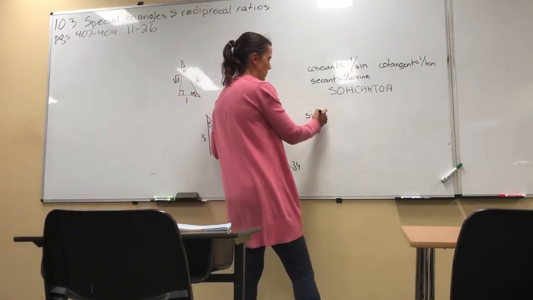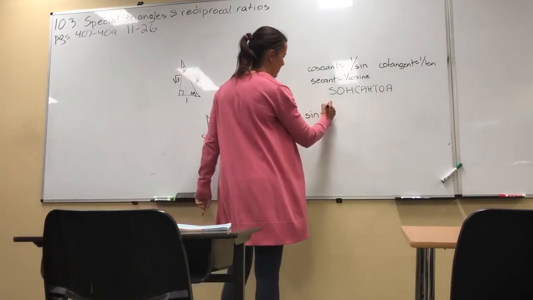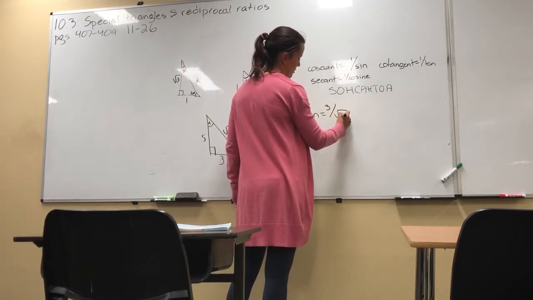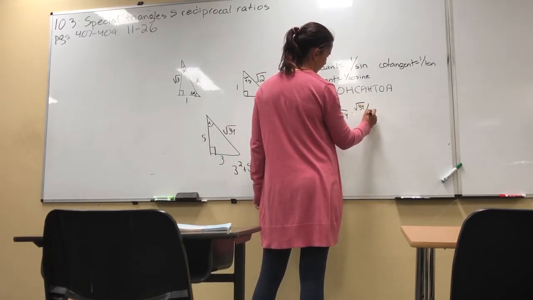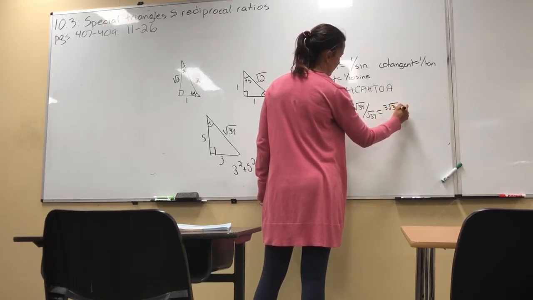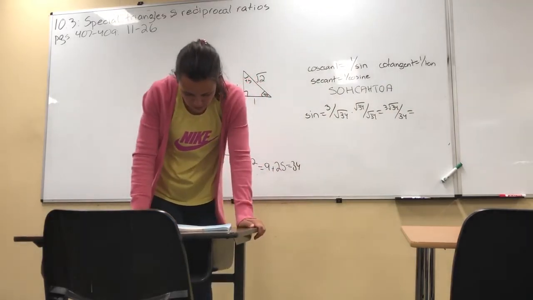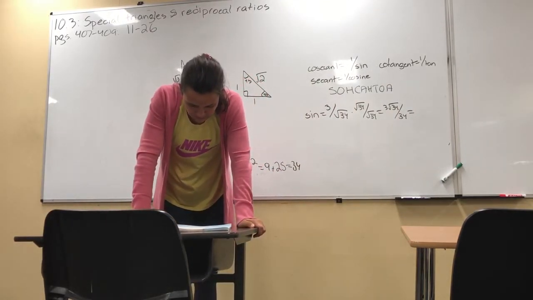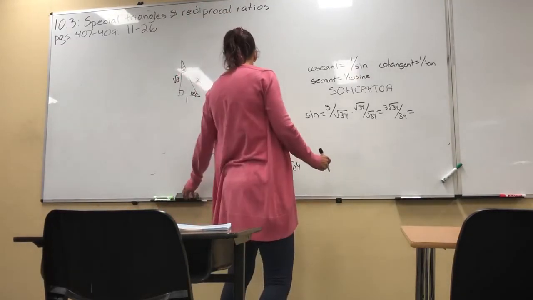So what is sine? Opposite over hypotenuse. Opposite is 3. Hypotenuse is square root of 34, but we don't leave that at the bottom, which equals 3 square root of 34 over 34. Hopefully the book got a numerical value for that. No, they left it at that, okay?